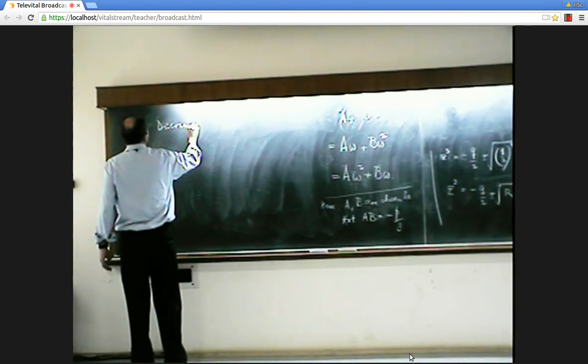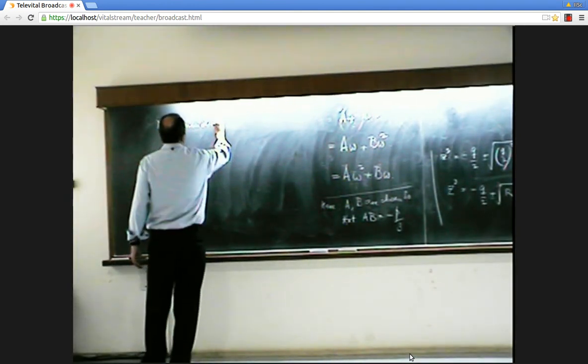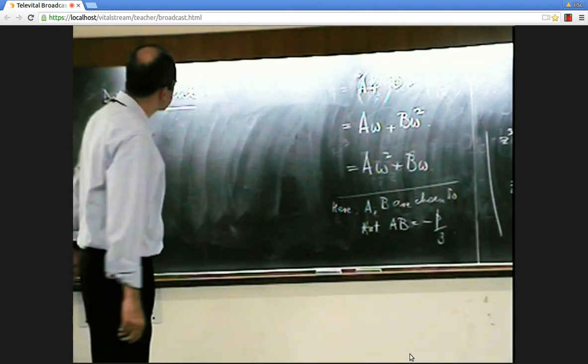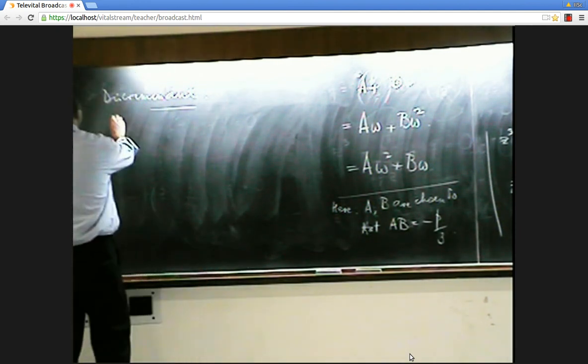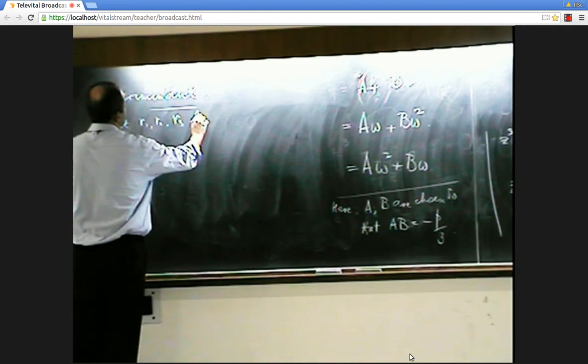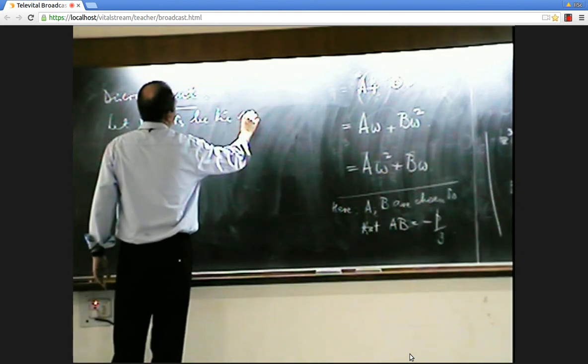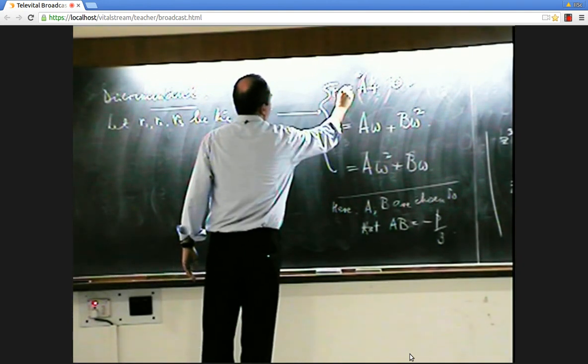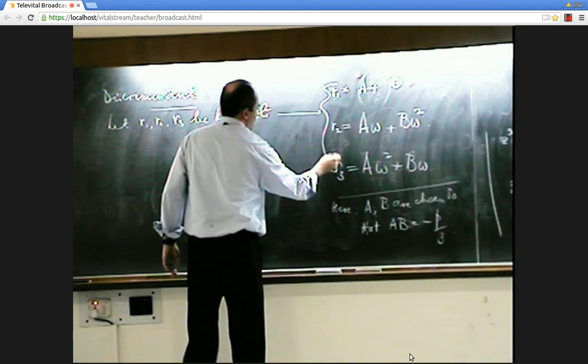Discriminant. It is the discriminant of the reduced cubic. So let R1, R2, R3 be the roots. Here, this is R1, R2, R3.